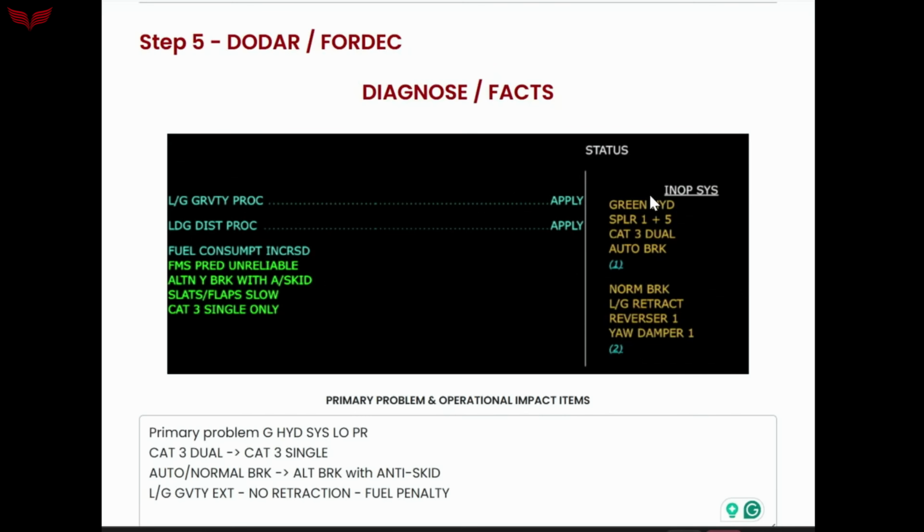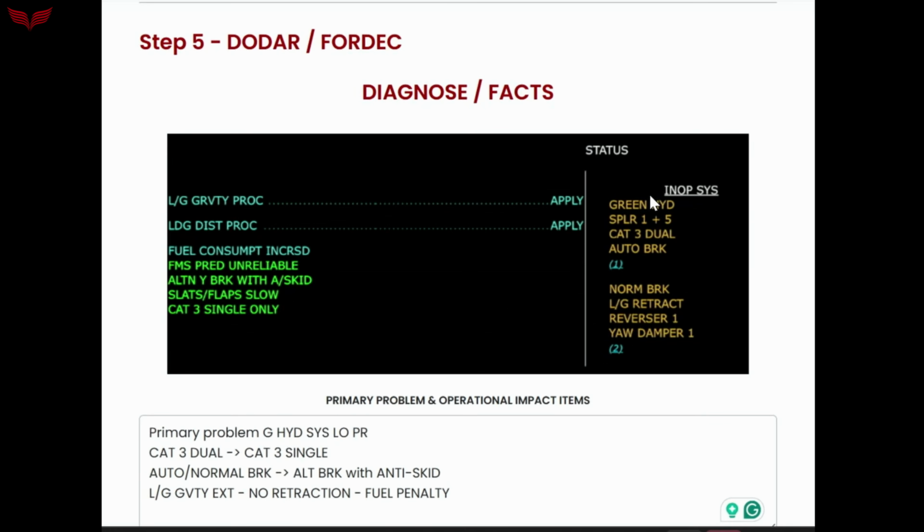Step 5, DODAR and FORDEC. And this part is actually simple if your situational awareness is solid. Start with your status page. That gives you the primary problem and the operational implications. Clear, concise, already structured. By definition, the inoperative systems tell you what is not working, but I'm a pilot and I'm more interested in what is still available.